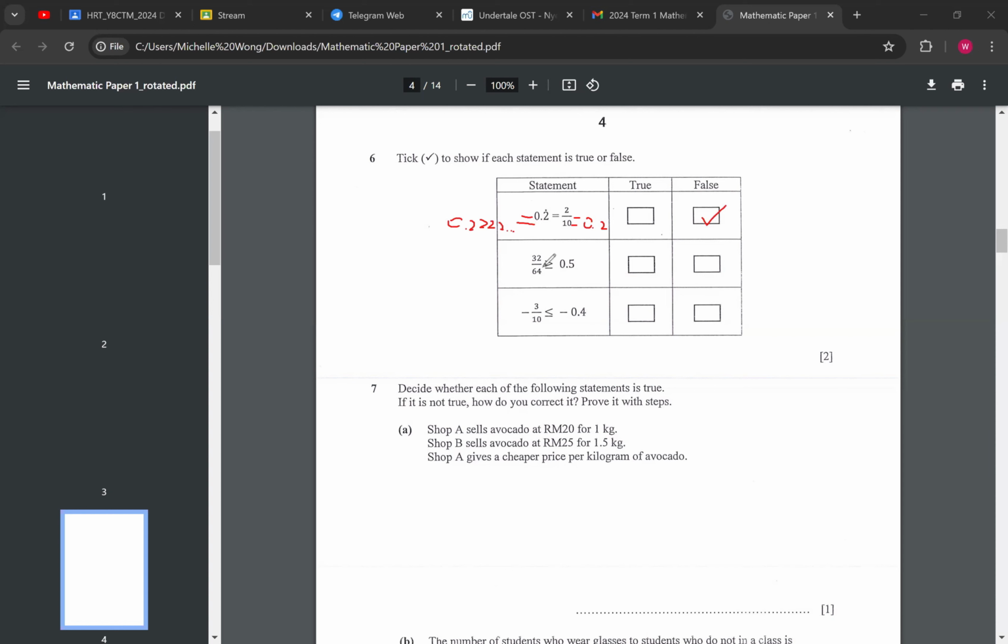For the second one, 0.5 will just be 5 over 10. And if you change it, this one is still larger than 0.5, so it's true. For the bottom, negative 4 over 10. This may seem larger, but it's a negative, so it's false, because negative 3 over 10 is much larger than negative 4 over 10.